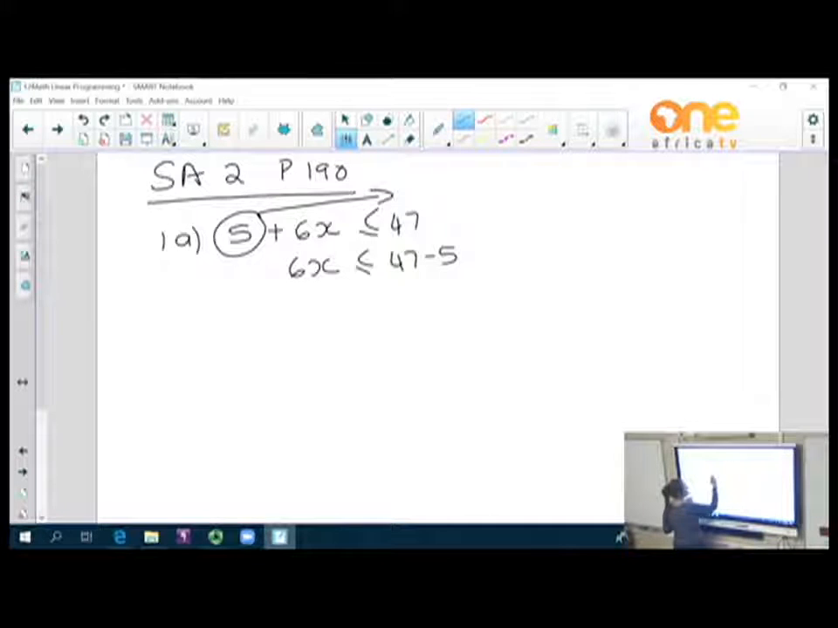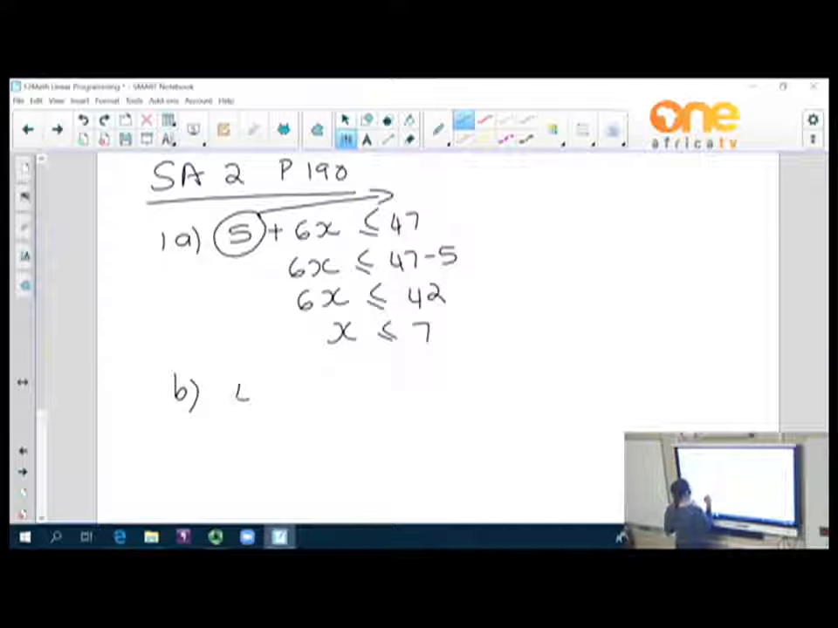If the positive 5 is taken over, it becomes a negative 5. So 6x is smaller than or equal to 42. Divide by 6 on both sides to get x is smaller than or equal to 7.